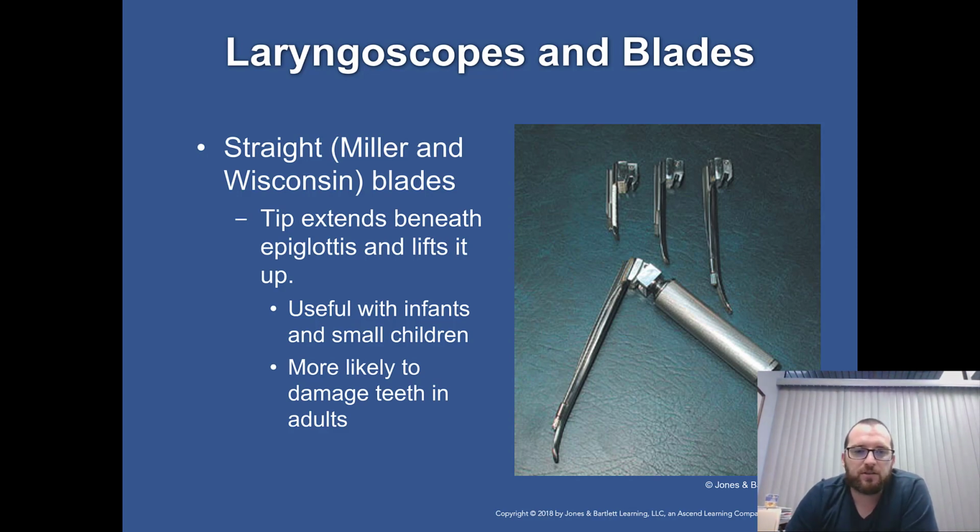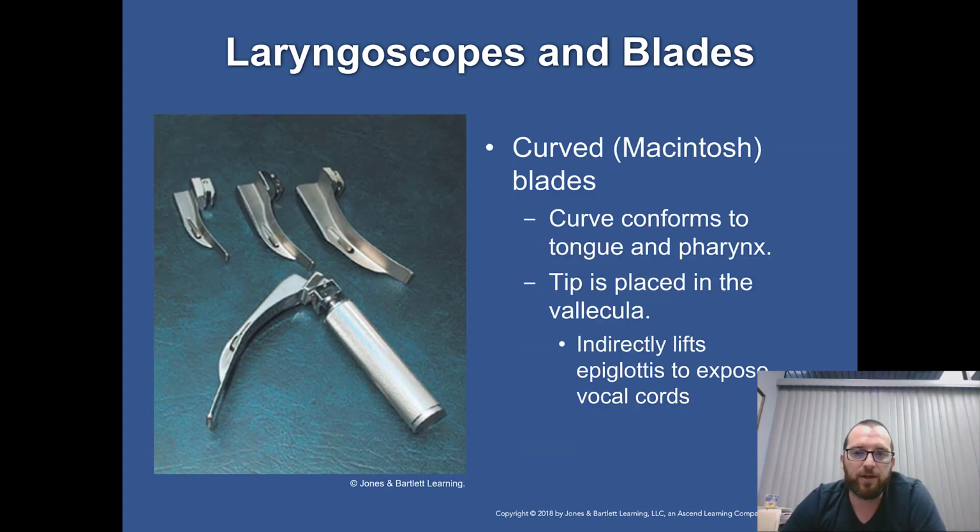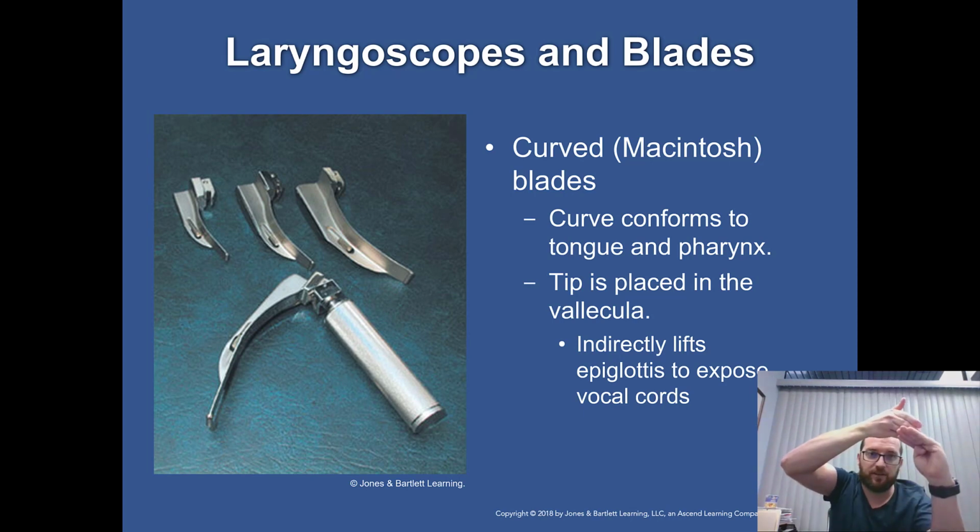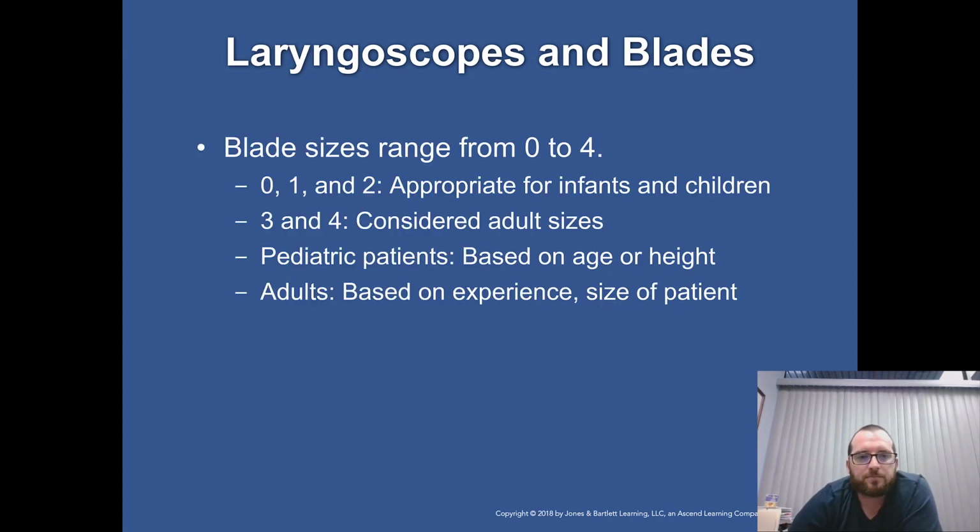Right? So your straight blades, again, go underneath the epiglottis and they lift everything up and out of the way. Your curved blades or the Macintosh blades, the tip of that just follows the tongue around and gets into the vallecula, which is above the epiglottis, and then it lifts everything up with it. So Miller blade under the epiglottis and up, curved blade into the vallecula, and it's going to lift the epiglottis with it.